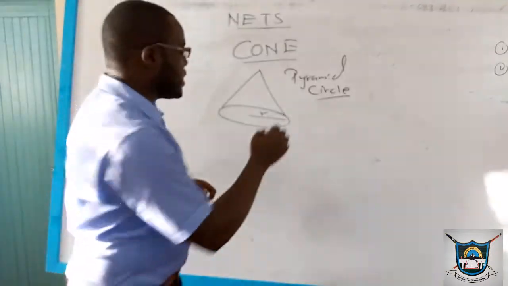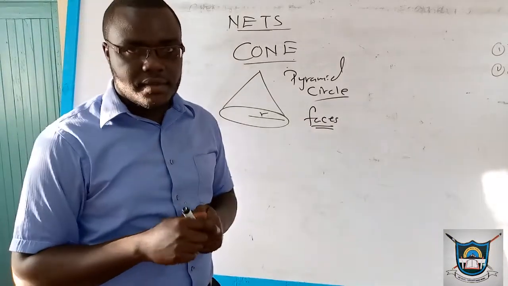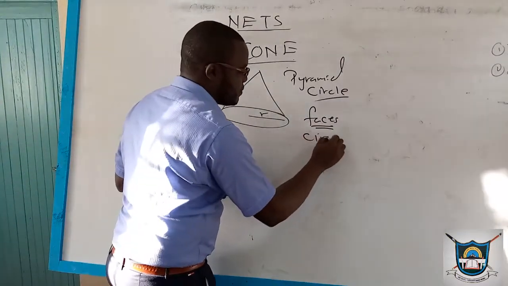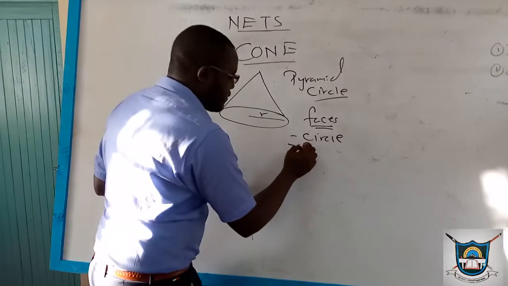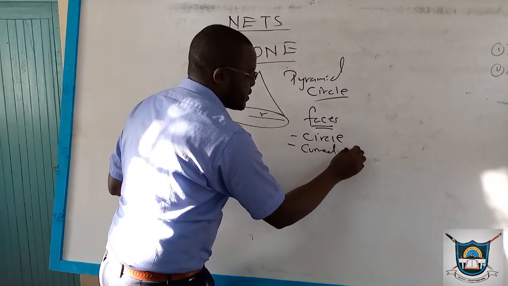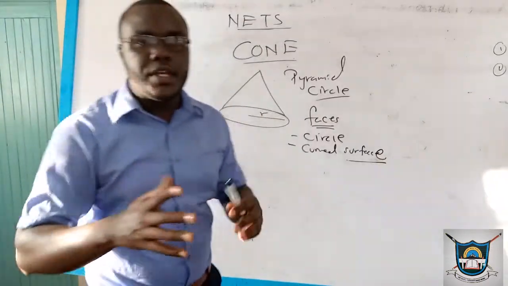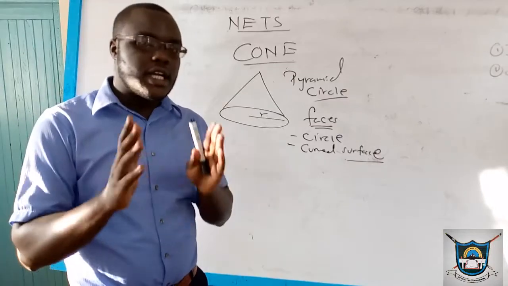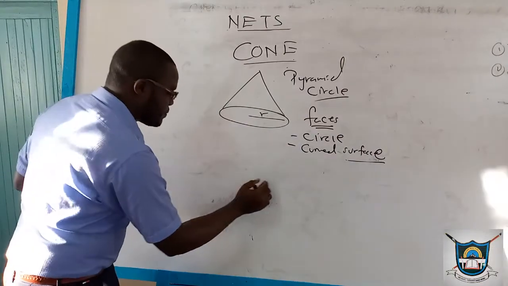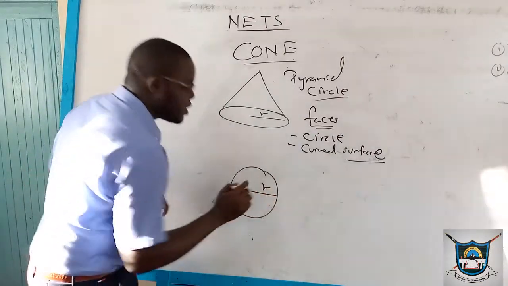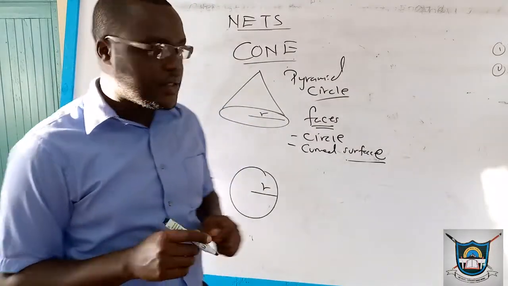Step 1, we consider the faces. A cone has 2 faces. Number 1, it is the circle that is also the base. Number 2, we have a curved surface, which many students confuse with a triangle, though it's not a triangle, and we are going to see why. So I start by drawing a circle, making sure that the radius corresponds with the radius of my cone.